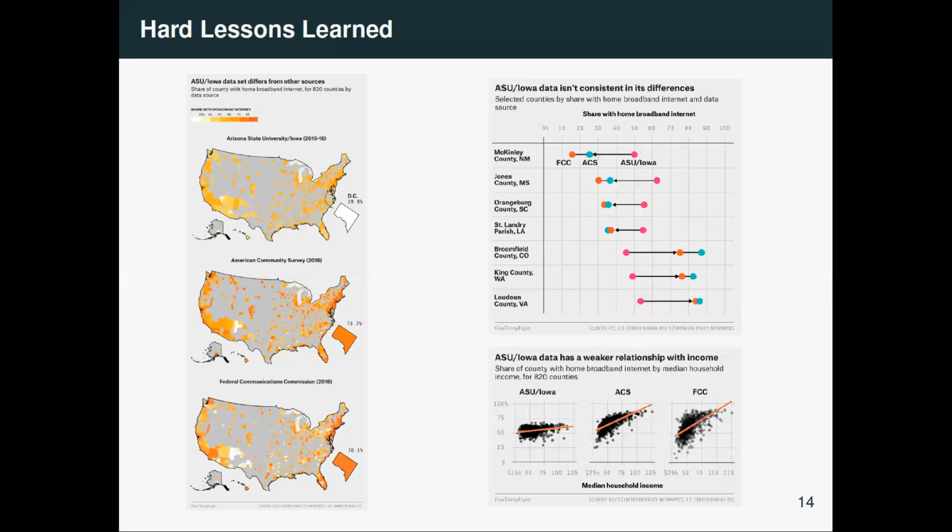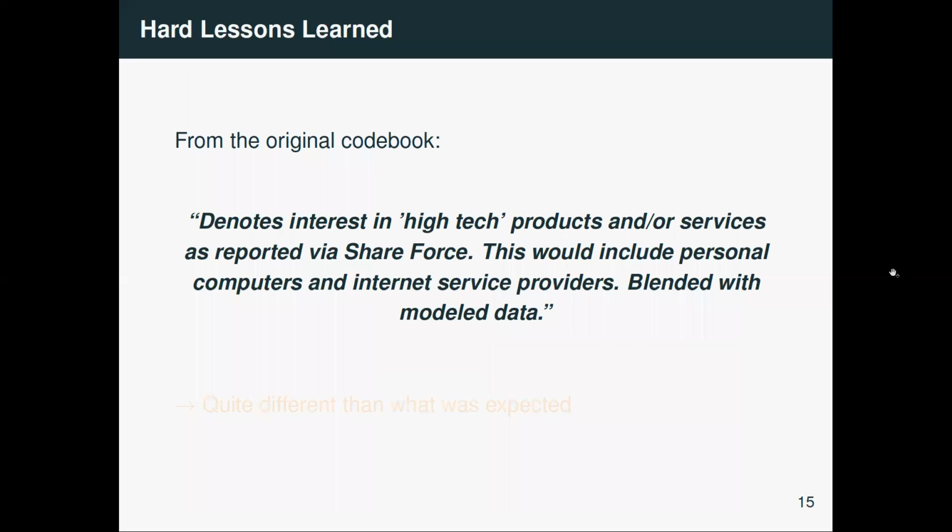It turns out the numbers that the academics were given from InfoUSA that was then channeled through Catalyst, that then was given to the ASU, and then that was used for FiveThirtyEight, was actually based on this. And it's a measure that denotes interest in high-tech products and/or services as reported via ShareForce. This would include personal computers and internet service providers blended with modeled data. So as you can tell, it's quite different from what was expected and probably not the definition of broadband internet access that we would think it should be.